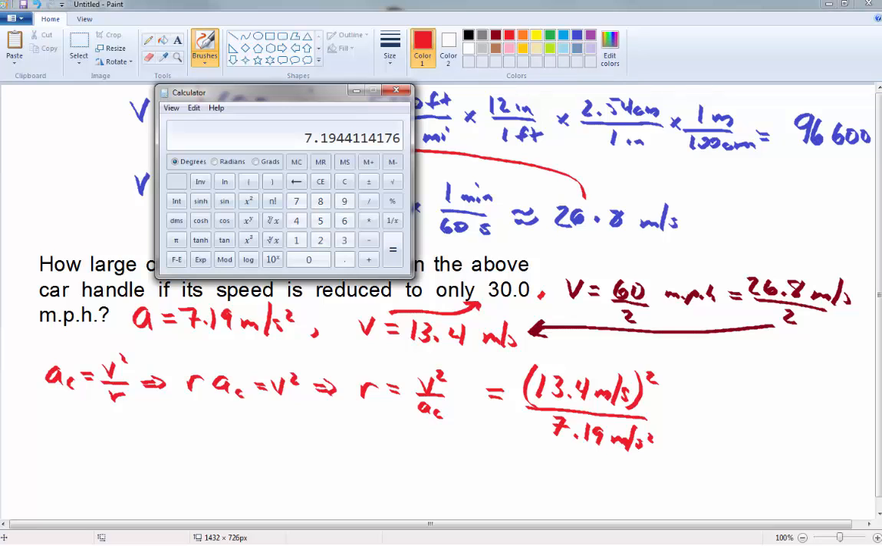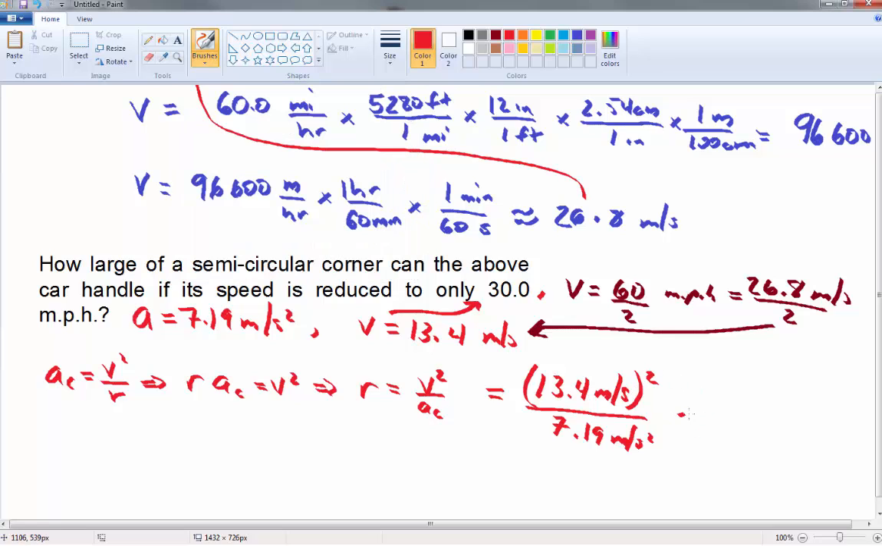Since this is in the denominator, I can push this button, and that has now taken 1 divided by this. So now we just have to multiply by the 13.4 squared, and you end up with 24.95. So this radius is approximately 25.0 meters. Note that this radius is 1/4 of the radius that we could handle when we were going at 60 miles per hour. So that means that for every time that you double the speed, you have to make the radius that you're trying to travel around 4 times as big in order to safely handle that radius.